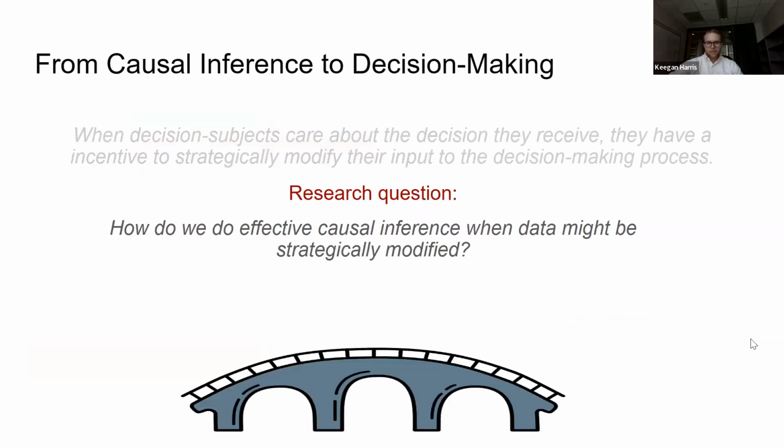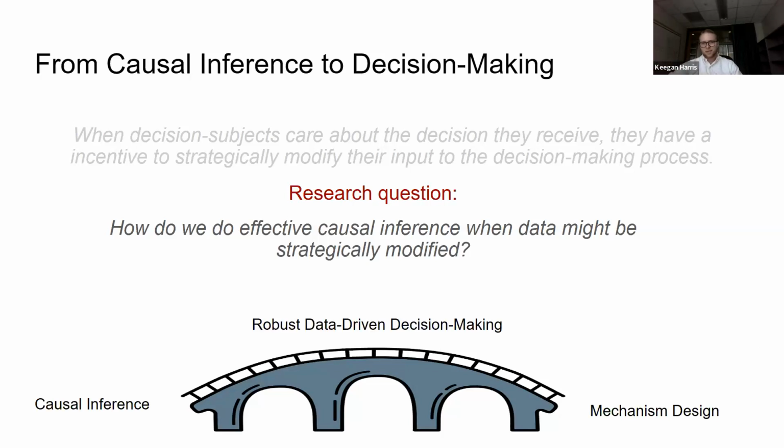And so like I said earlier, the way we do this is we take tools from causal inference, which is obviously very data dependent, but doesn't normally think about incentives, and tools from mechanism design, which is in some sense data free, but deals a lot with incentives, in order to do robust data-driven decision making.